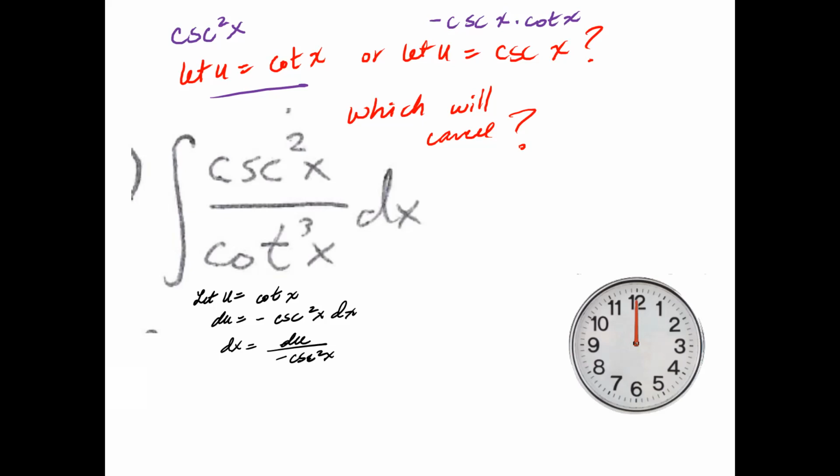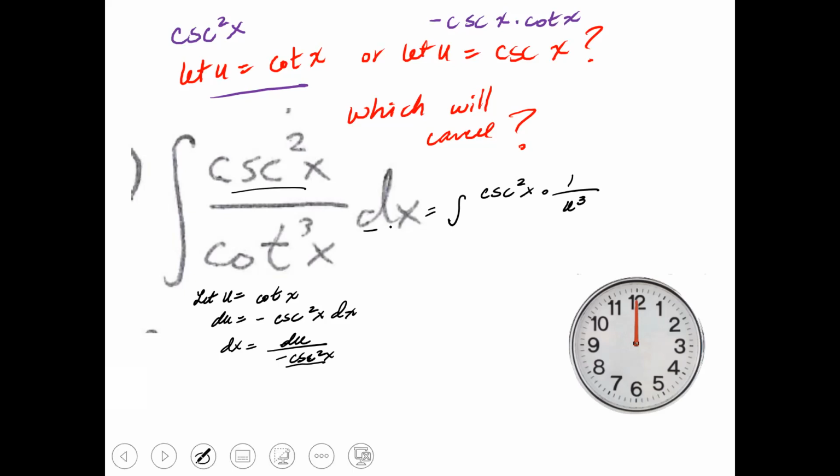Now, if I have this, let's go ahead and plug this back in here. I have the integral of cosecant squared x, and already I can tell this is the right move because you see the cosecant squared x is in the denominator. I have one in the numerator. I know it's going to cancel over, and instead of over, you can say times 1 over cotangent cubed, which is going to be u to the third power dx.